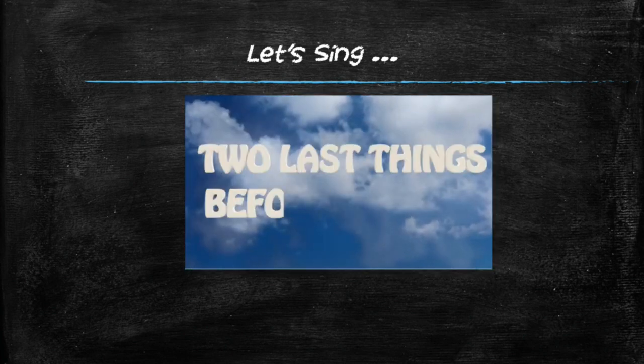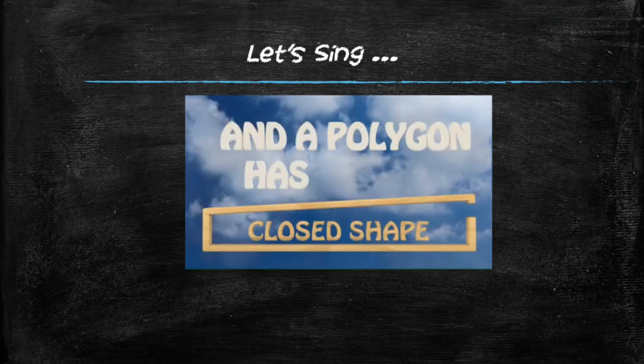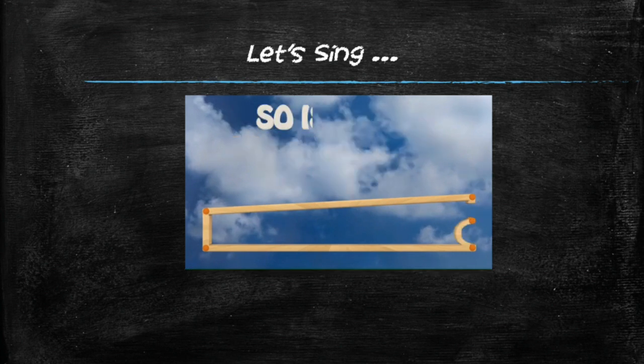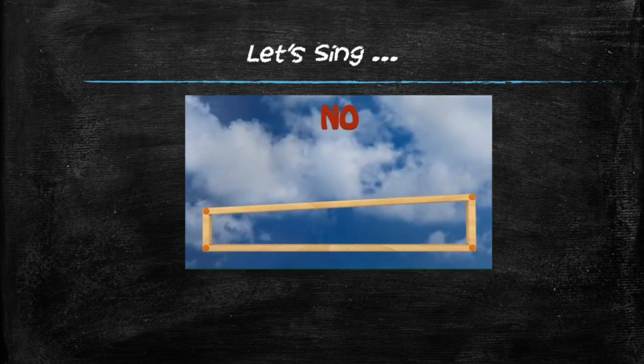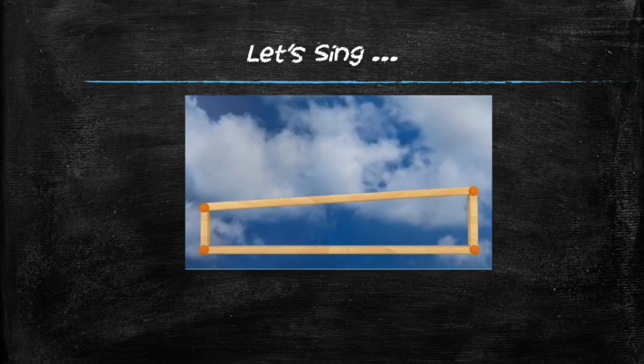Two last things before we go. A polygon has to have straight sides, and a polygon has to be a closed shape. The vertices and sides can't have any breaks. So is this a polygon? No. But is this a polygon? Yeah.